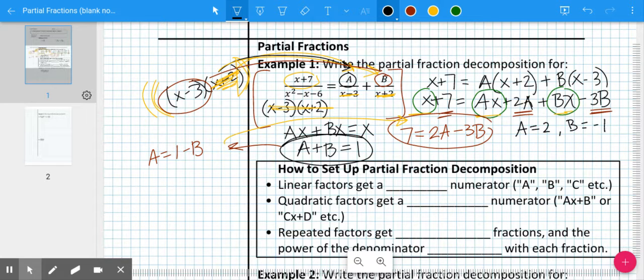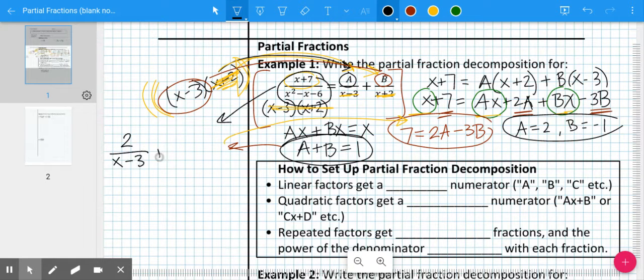Now remember, the problem did not say find A and B. The problem said write the partial fraction decomposition. So my solution at the end here is that this fraction on the left can be broken up into A, which is 2 over x minus 3, plus B, which is negative 1 over x plus 2. And this is a partial fraction decomposition.